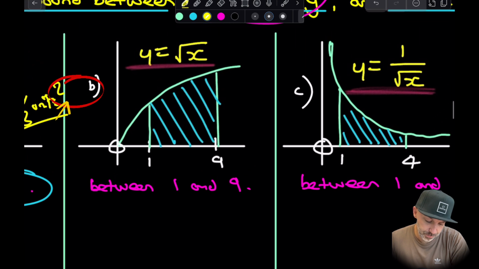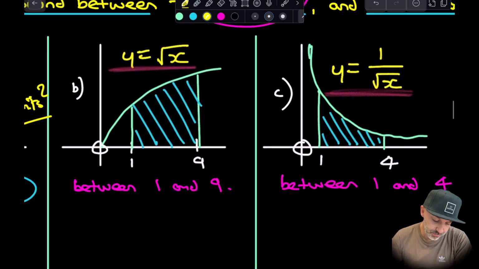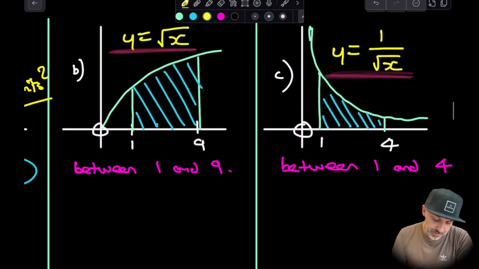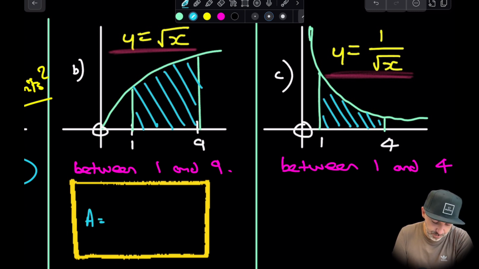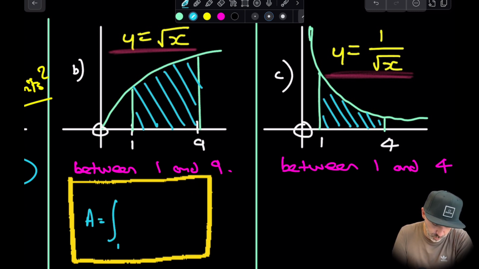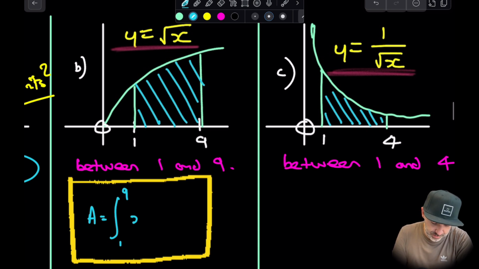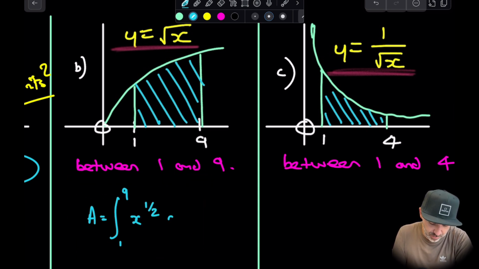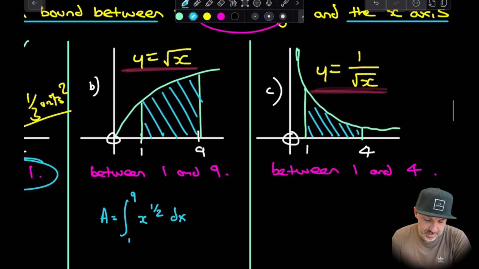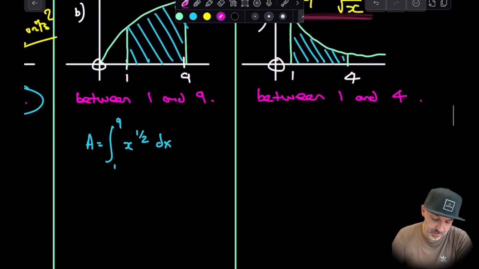Let's go over to B. We want to do the same thing here. This time we've got a square root, or a radical, and it's between 1 and 9. So we're going to set this problem up so that the area can be found by doing the integral between 1 and 9. Now I won't write the square root of x. I will write it as x to the power of a half dx, because I want to be able to integrate that using the reverse power rule.